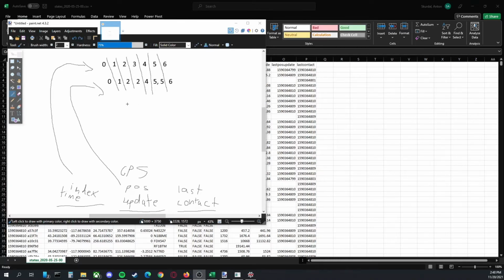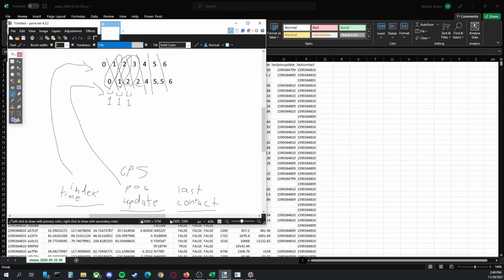How does this help us analyze dropouts? Well, if we subtract the time since last contact from the time index, we can figure out how long it took the message to get there. For the first one, the last message was 1 second ago at time 0. So we just have a 1 second message delay. And the same for the second one, we get another 1 second. And then for the third one, another second.